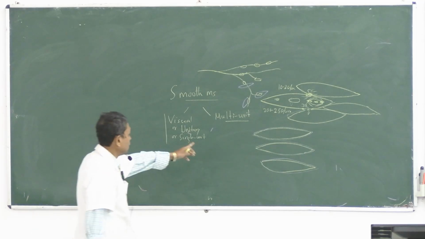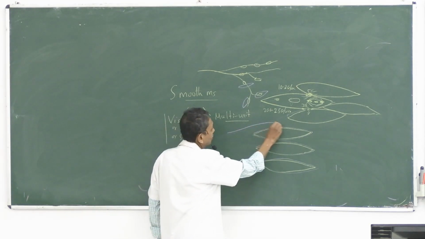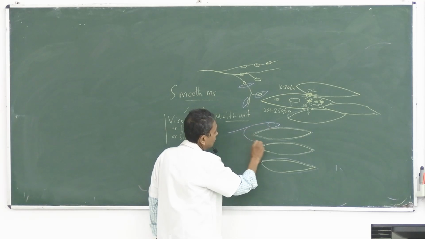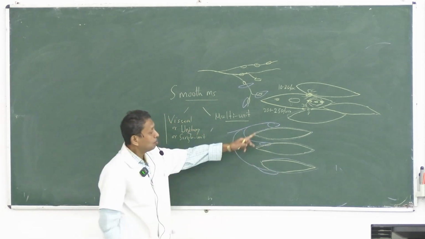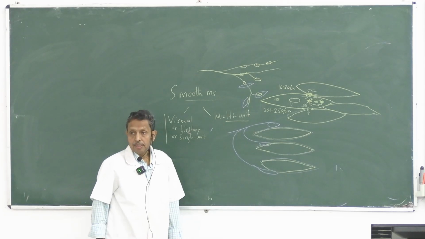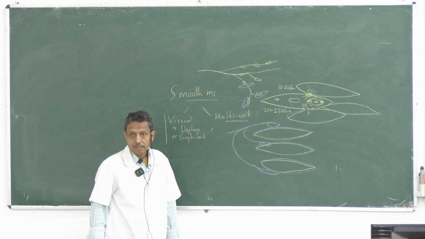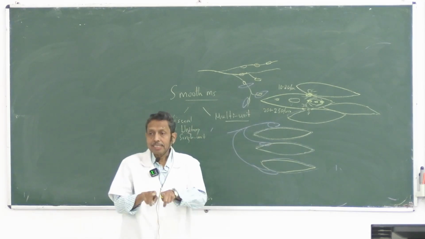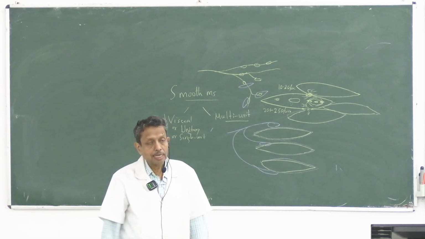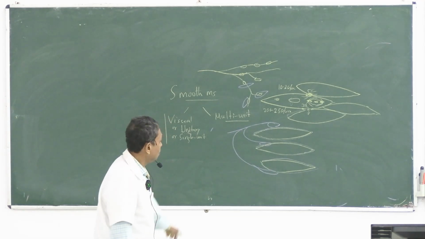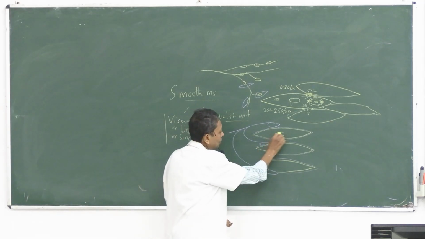In case of multi-unit smooth muscles, they are separate and have their individual innervation, similar to that of skeletal muscle. Clear? In skeletal muscle the cells are all isolated. There are no gap junctions between the skeletal muscle cells, and the multi-unit type is also the same. Suppose it is the nucleus.